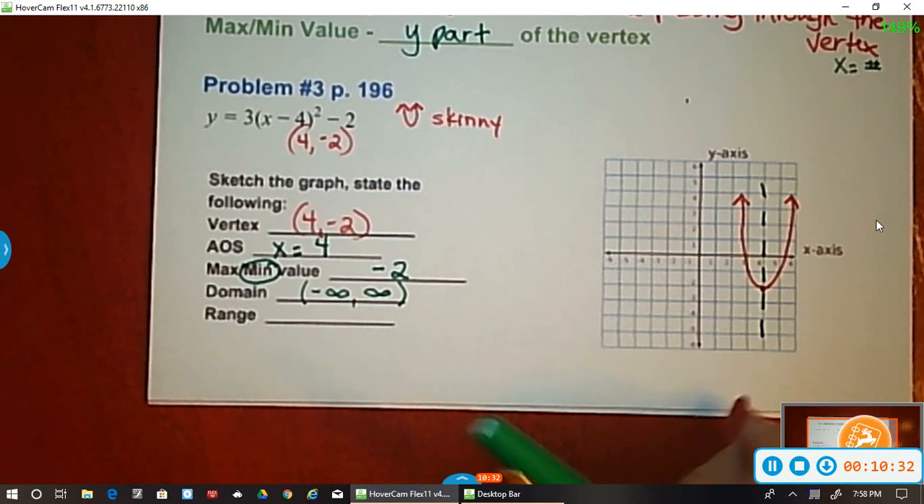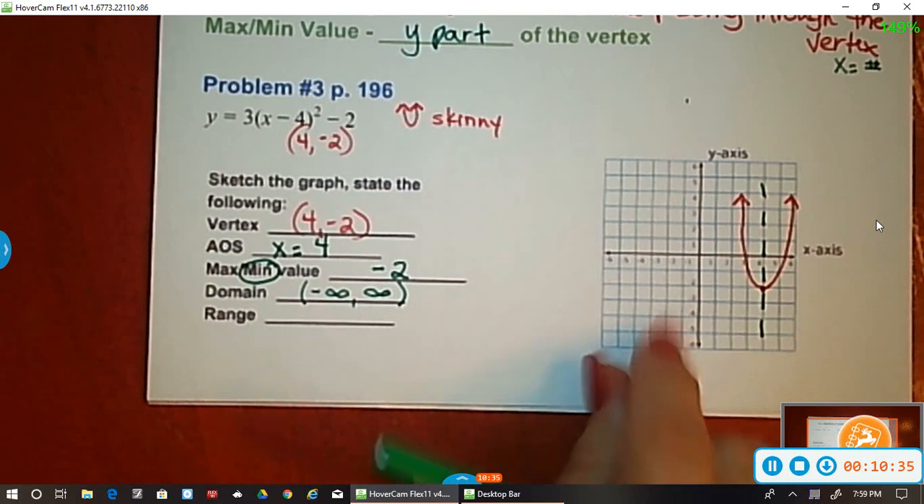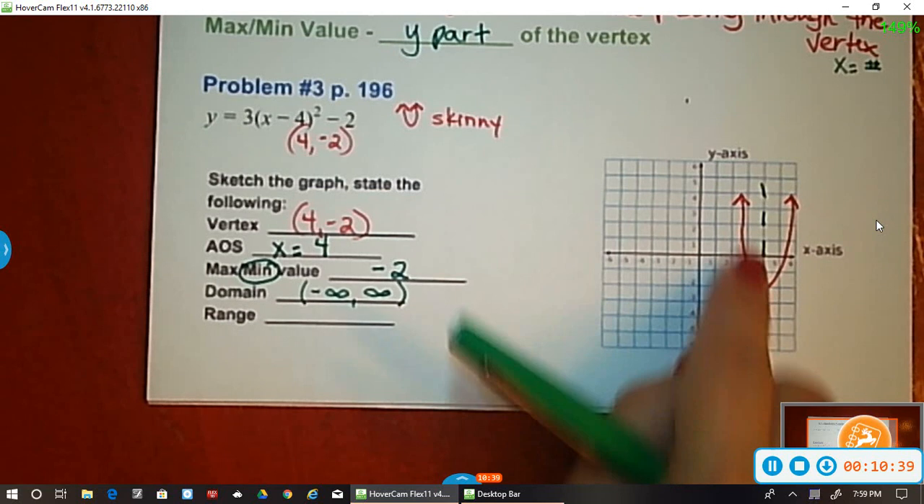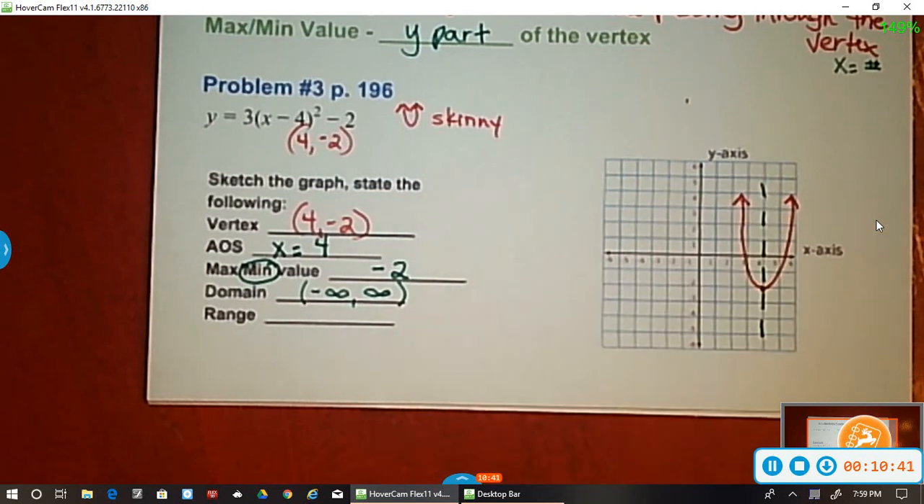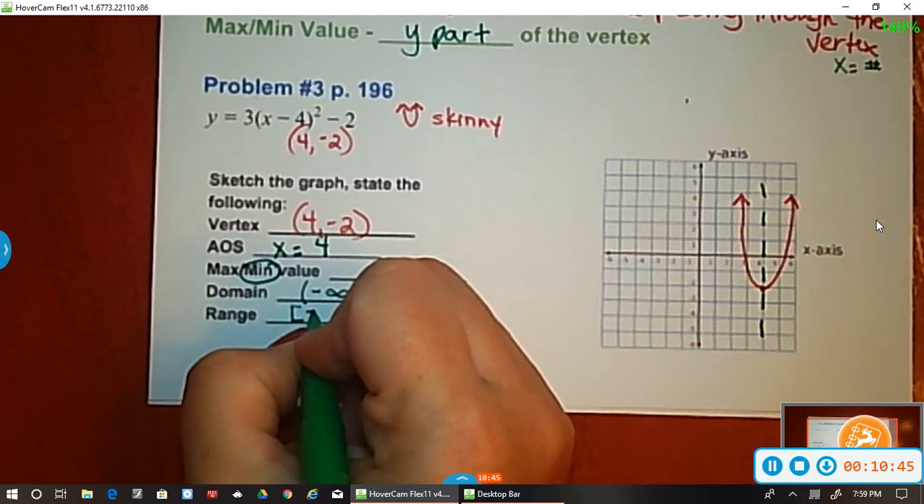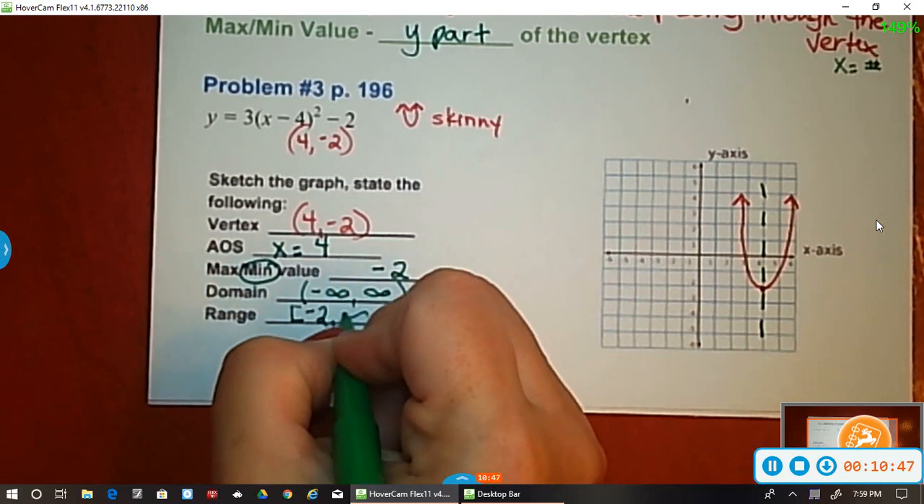The range you've got to take a better look at. You want to pick your lowest y value, which this time is negative 2. Your highest y value, it's going to go up forever to positive infinity. So a bracket, negative 2, positive infinity.